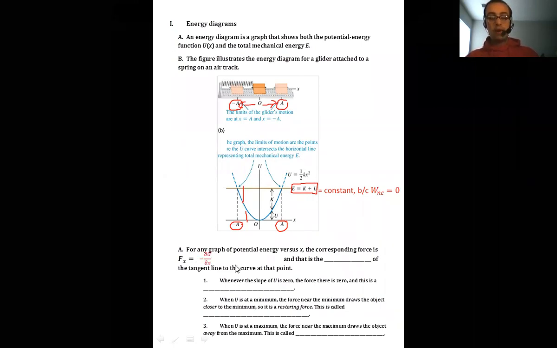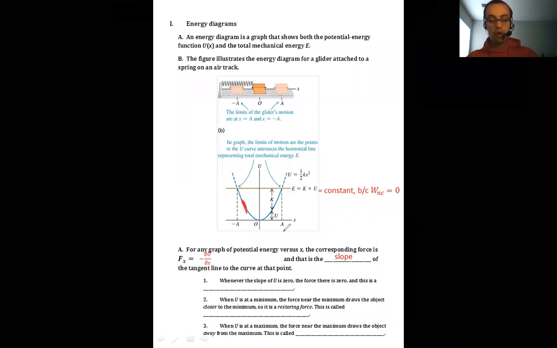All right, for any graph of the potential energy versus x, the corresponding force, Fx, is equal to the negative of the partial derivative of that function, partial u, partial x. The negative of that is the force, and that is the slope of the tangent line to the curve at that point. So if we wanted to look at what the force was at a particular point, it's the slope. That's going to be force.